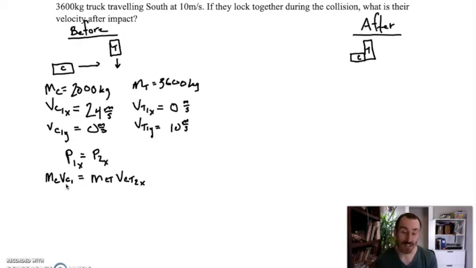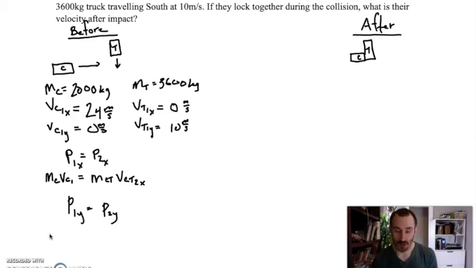Okay, so what this is saying is that the momentum of the car at the beginning in the x direction is going to be equal to the momentum of the two things locked together in the x direction at the end. So the x momentum at the beginning has been transferred to the end. We can say the same thing about the momentum in the y direction. P1y equals P2y. So all the y momentum at the beginning is equal to all the y momentum at the end. The only thing with y momentum at the beginning was the truck.